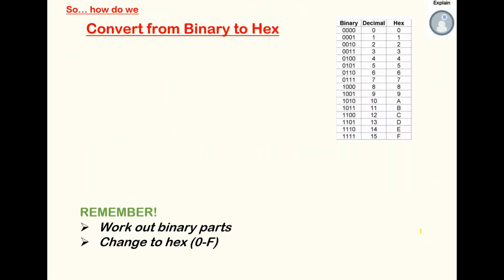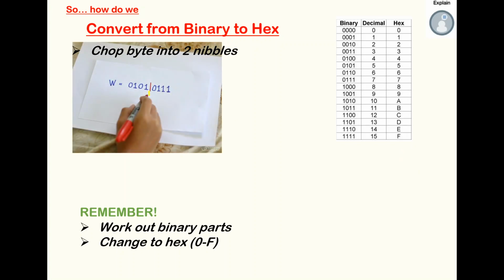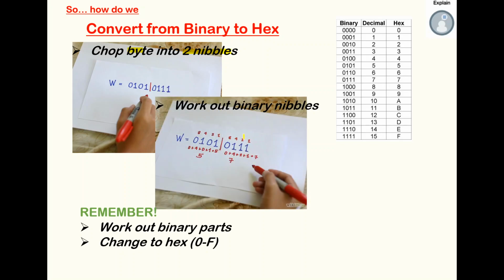So how do you convert from binary to hex? Well, let's take a binary number such as this, 10101111. First thing you do is chop it in half in the middle. Turn it from a byte into 2 nibbles. Then we work out the 2 nibbles separately. We put the columns above, 1, 2, 4, 8, and then 1, 2, 4, 8. We then work out what that would be in denary, well, 5 and 7.